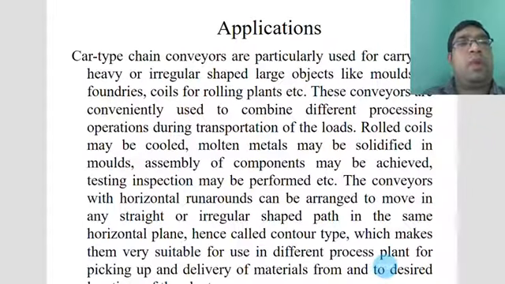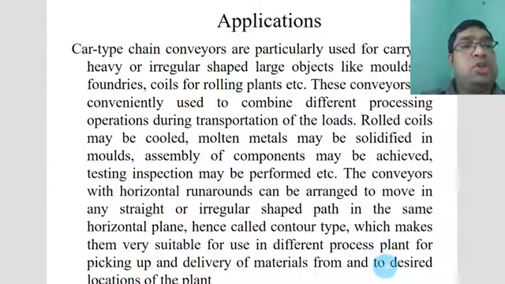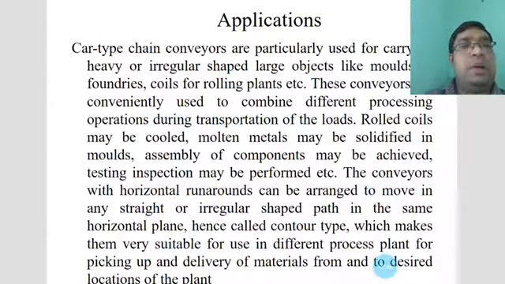In rolling, the cross section is reduced by two or more rotating rolls, which push on the sheet metal so that the cross section is reduced. Then the reduced product comes out, and irregular shapes can also be found in rolling plants. This is very difficult to transfer manually, so car type conveyors are used to easily transfer the coils for rolling plants from one place to another.